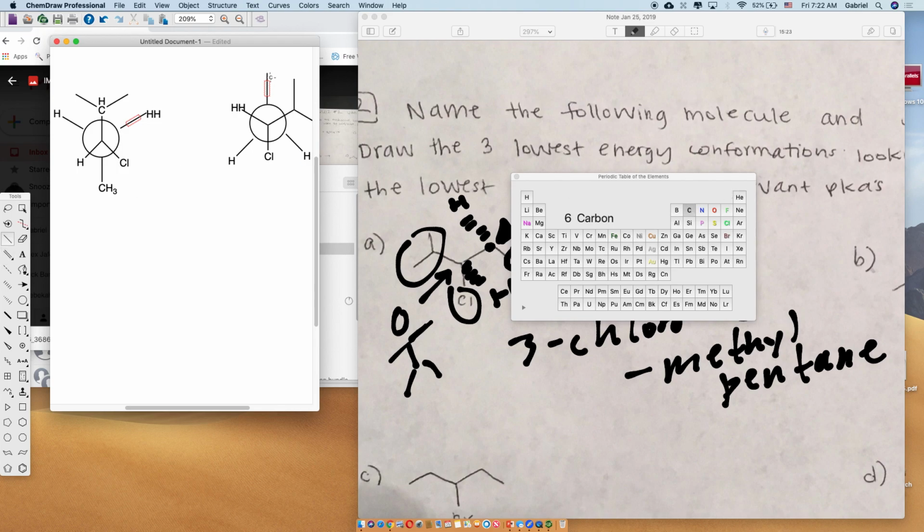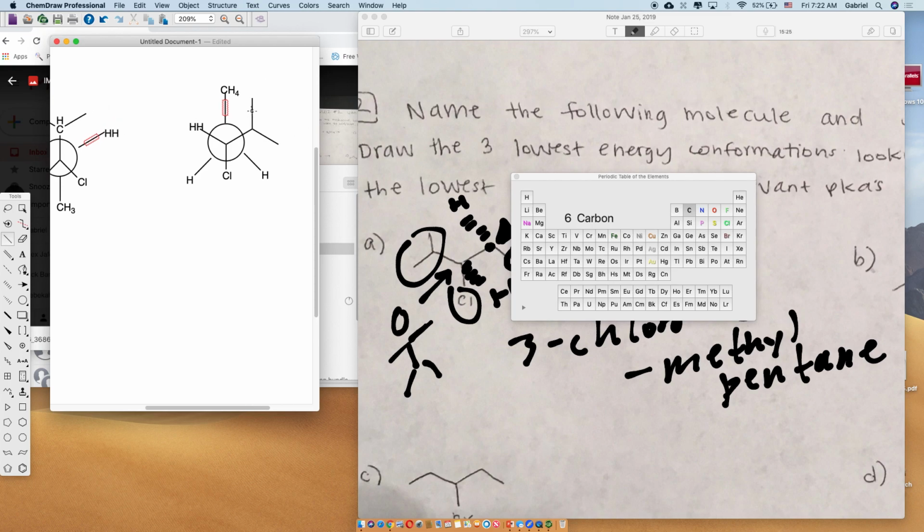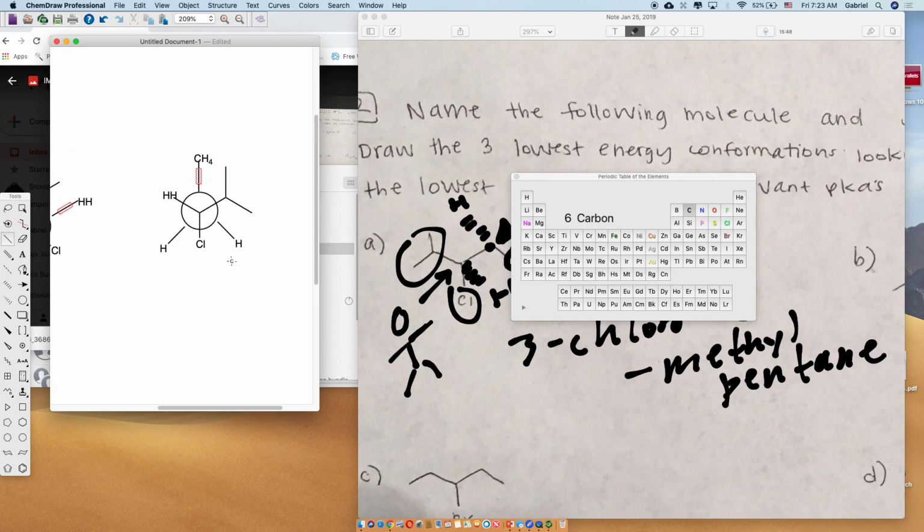And there you see is one of our lowest energy states possible. Now you can see it still puts those 2 carbon groups closer together, but we have moved further away from the chlorine. The chlorine has more density than either of these 2 groups combined. So with that in mind, that's one of the 3 lowest energy conformations.